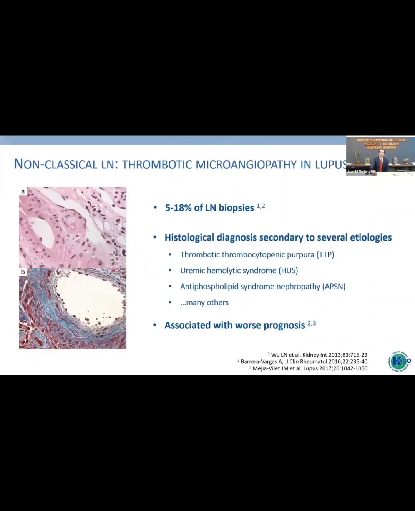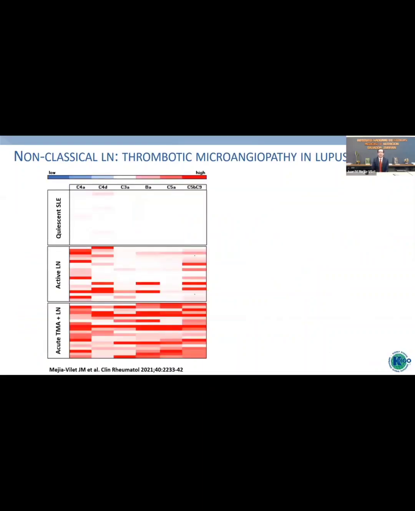Thrombotic microangiopathy may be found in up to 18% of lupus nephritis biopsies. And this is a histological diagnosis showing vessel occlusion that may be secondary to several etiologies. And we have to look for the particular etiology in each patient. And the problem is that TMA, or thrombotic microangiopathy, is associated with worse prognosis. And many studies have shown the participation of the alternative and common pathways in the development of thrombotic microangiopathy.